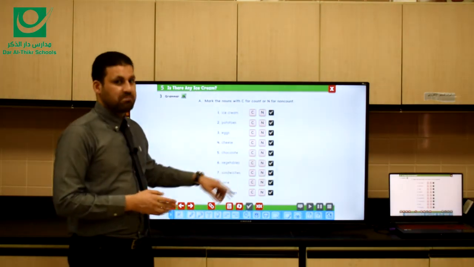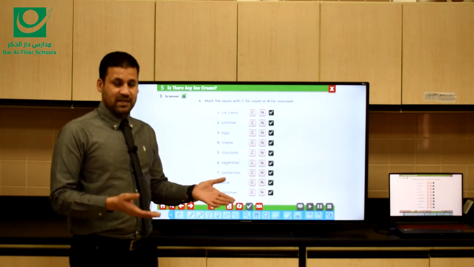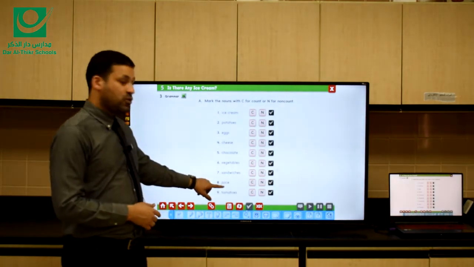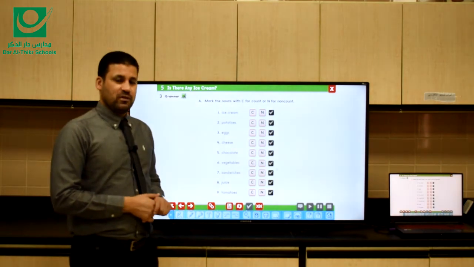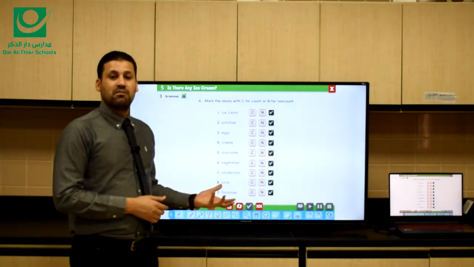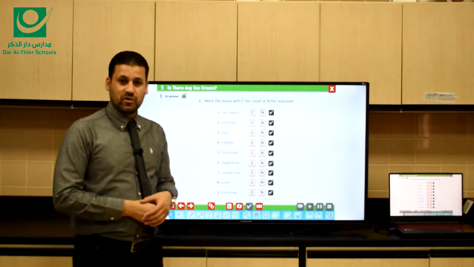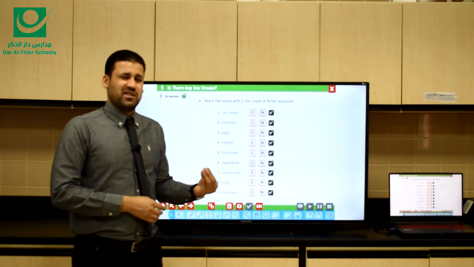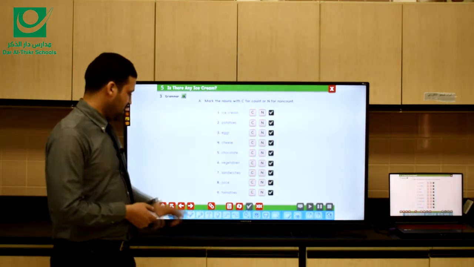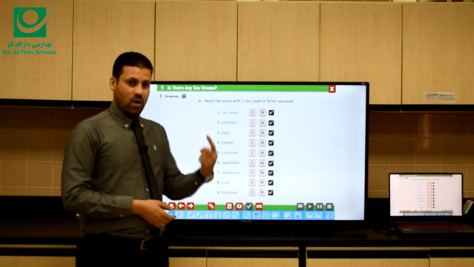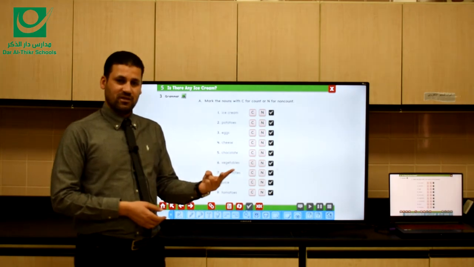Sandwiches, again, plural means you can count. Juice, you cannot make it plural. Juice, a glass of juice, a bottle of juice, but juice itself, there is no juices. It's juice all the time because you cannot count it. Tomatoes, 1 tomato, 2 tomatoes, and so on.